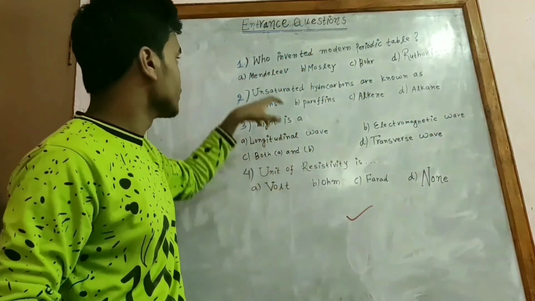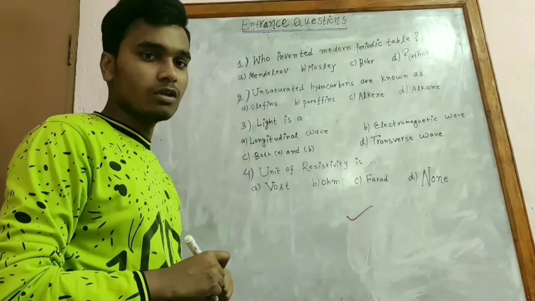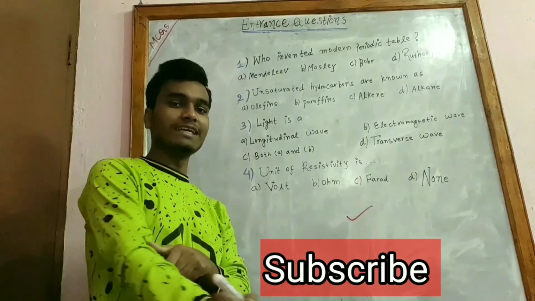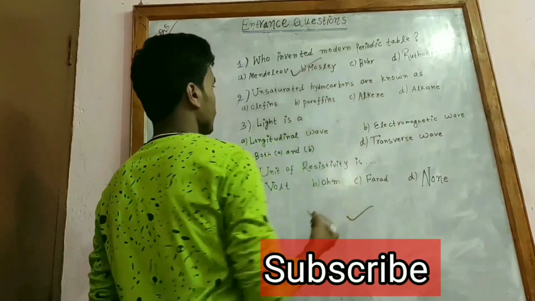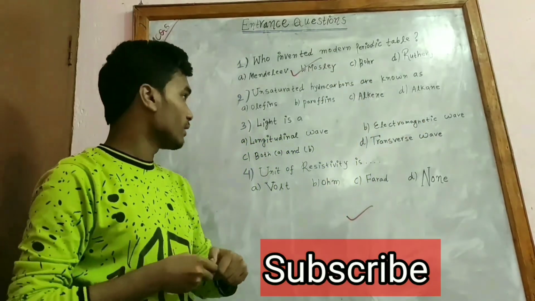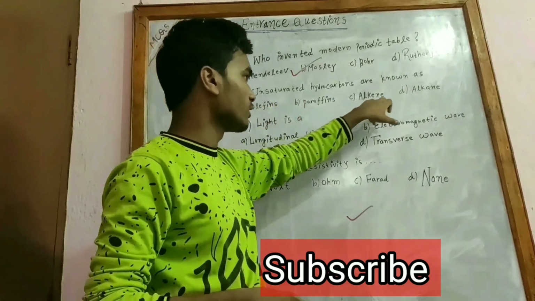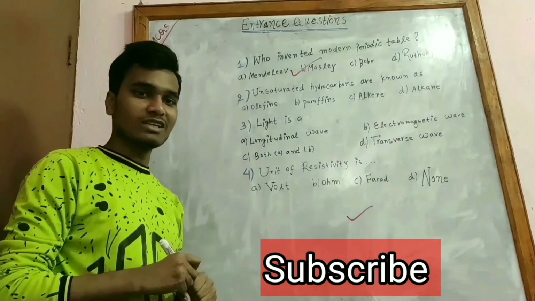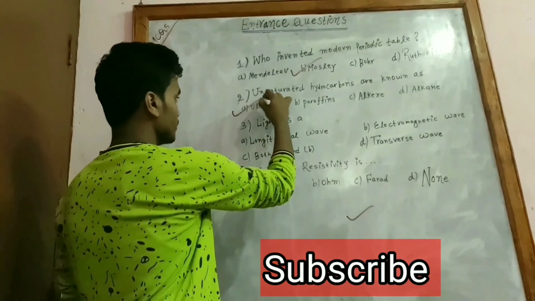Question number 1, you can see who invented modern periodic table. Henry Moseley invented modern periodic table. Unsaturated hydrocarbons are known as olefins, paraffins, alkene. Unsaturated hydrocarbons are called as olefins.